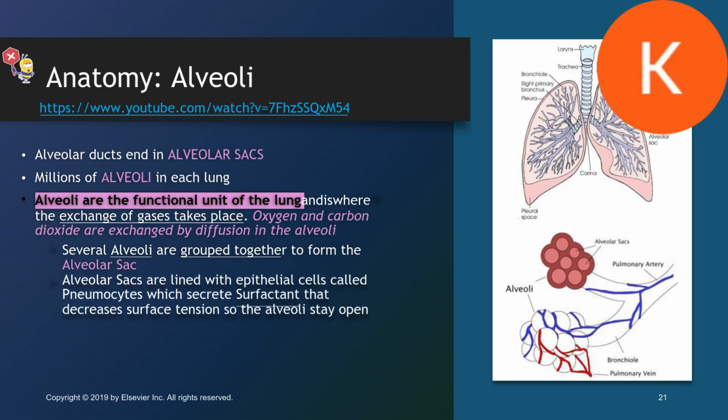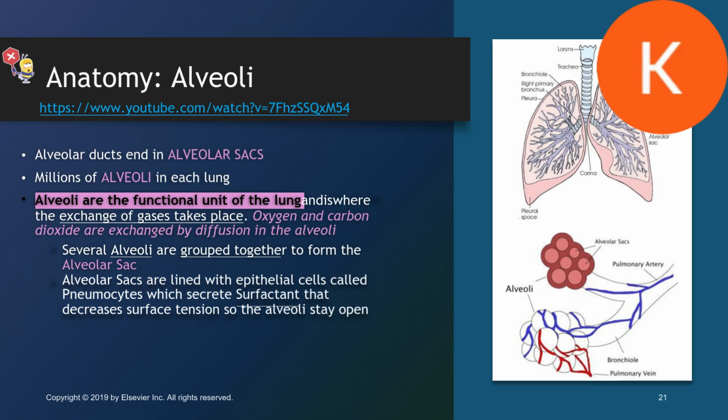Anatomy of the alveoli. I also have a YouTube video here if you guys want to go check out more about this. Alveolar ducts end in alveolar sacs. They contain millions of alveoli in each lung. Alveoli are the functional unit of the lung and are where the exchange of gases takes place. Oxygen and carbon dioxide are exchanged by diffusion in the alveoli. Several alveoli are grouped together to form the alveolar sac. The alveolar sacs are lined with epithelial cells called pneumocytes, which secrete surfactant that decreases surface tension so that the alveoli stay open.